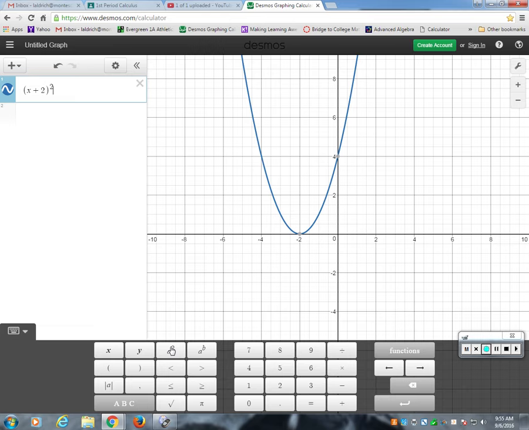Okay, so now that we have this graph, where is it decreasing from? Negative infinity to negative 2. Yep. Decreasing. Good.